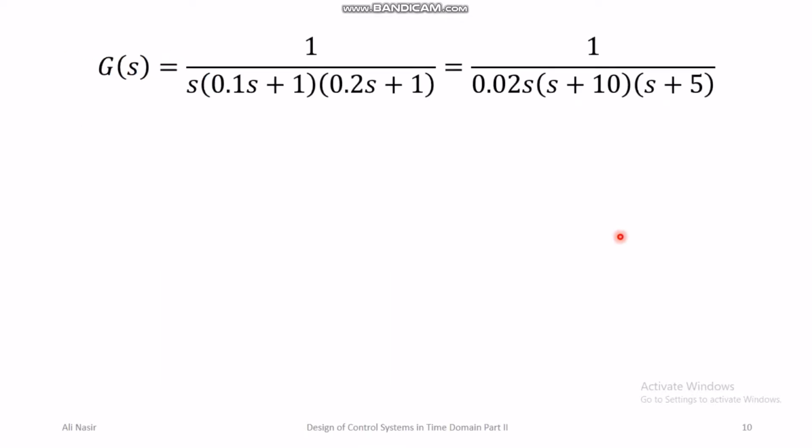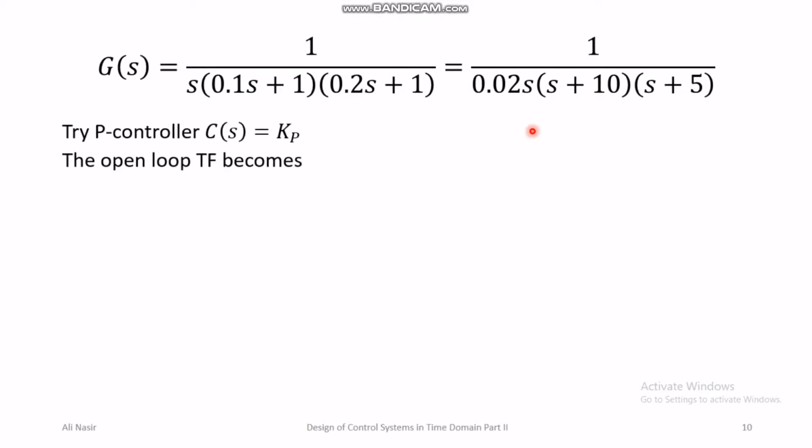So first of all, we do some simplifications. We take this 0.1 out as a common factor and this 0.2 out as a common factor. If you take 0.1 common from here, this will be 1 over 0.1, which is 10, and if you take 0.2 common from here, this will be 1 over 0.2, which is 5. So this will be s plus 5, s plus 10, and this 0.02 is basically 1 over 50. So this system will become 50 over s into s plus 10 into s plus 5. We will see that later on in this lecture.